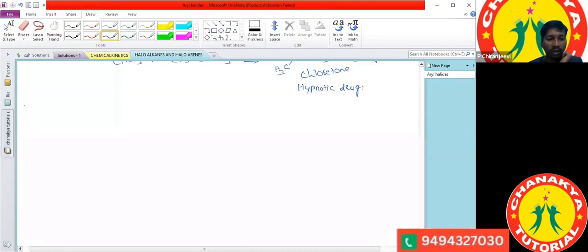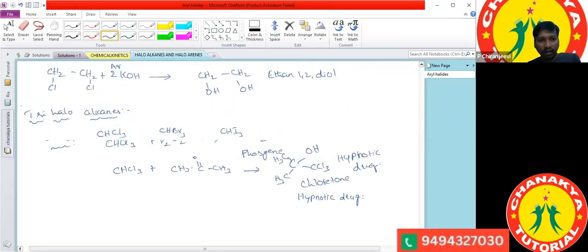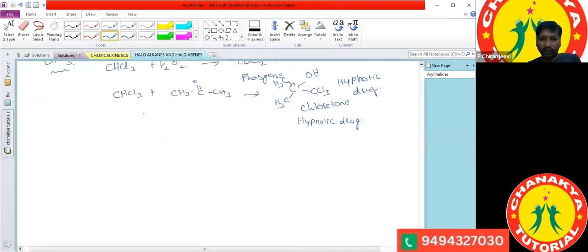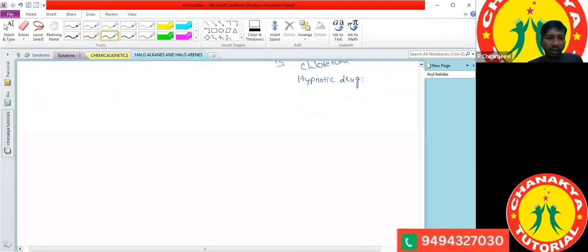Now the next important term is iodoform. Iodoform, we had seen or not? We didn't see the iodoform. Okay, right. Next we'll see iodoform. What is meant by iodoform? CHI3 is called iodoform.